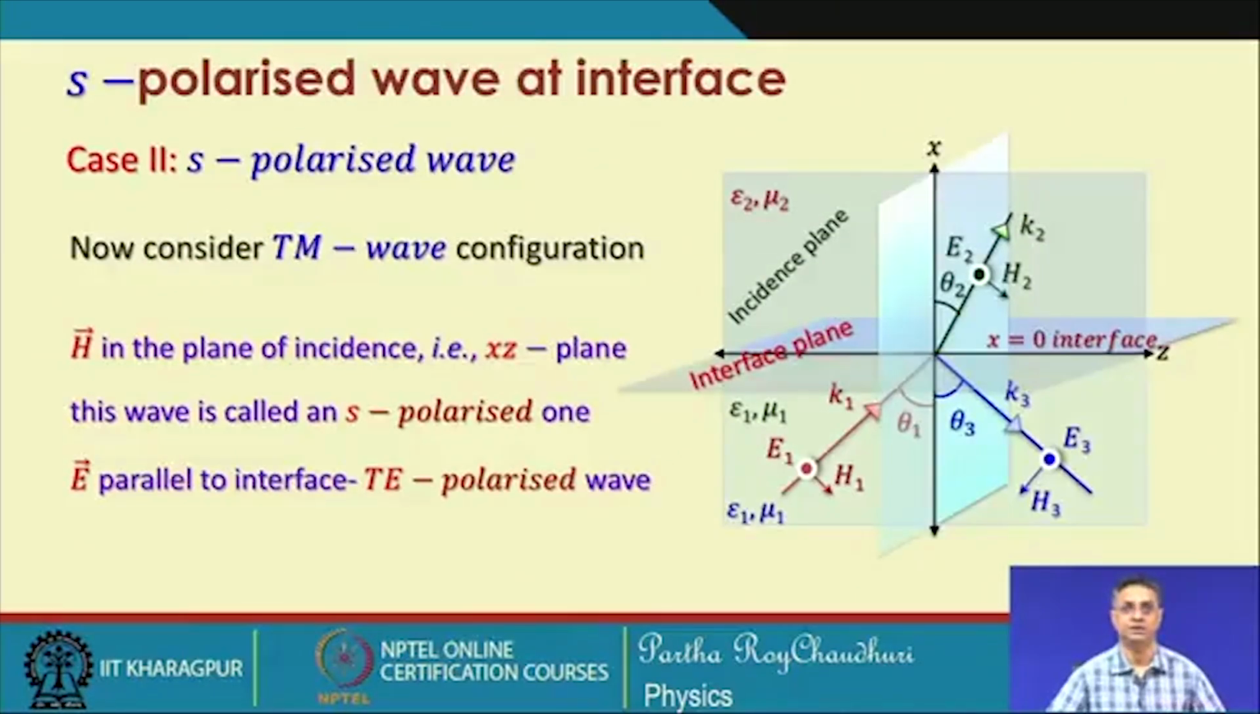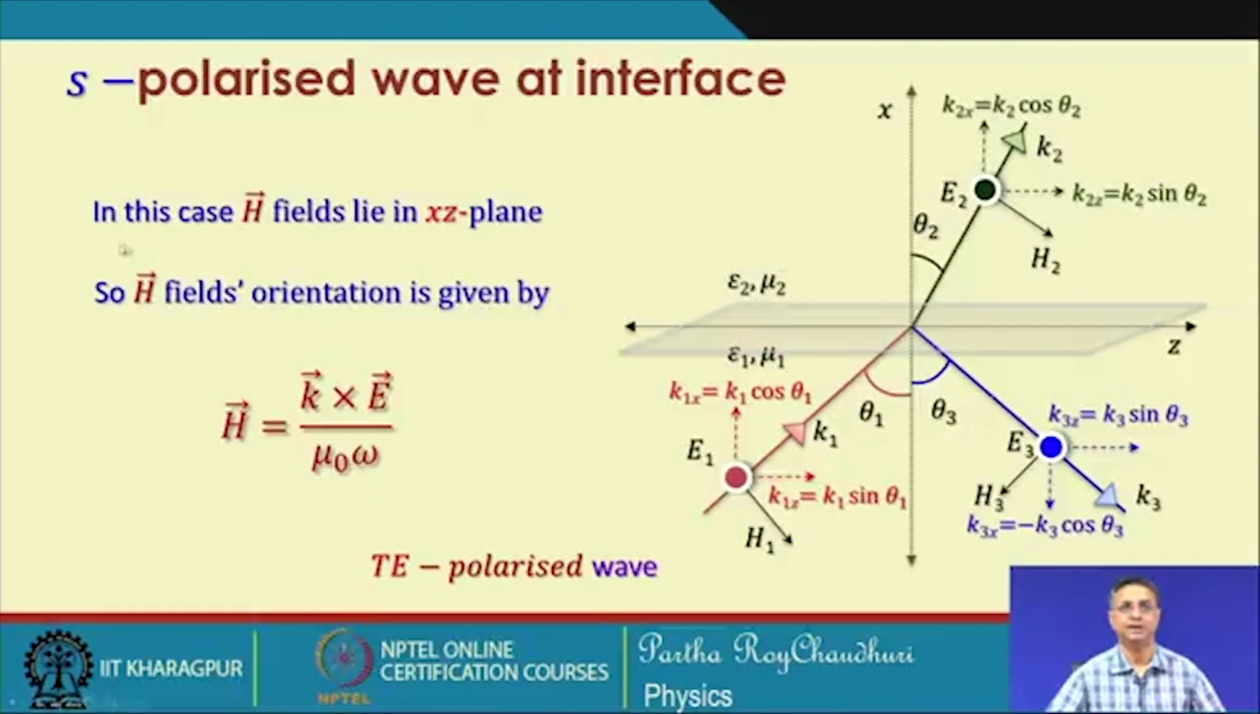So, this S polarized wave, we will call this particular case as case 2, because we have considered case 1 as the p polarized wave. Now, this TM configuration, we also call transverse magnetic, because H is in the plane of incidence. This will be the transverse electric configuration. This wave will be called the S polarized wave, where E is parallel to the interface plane. So, then it is called p polarized wave, S polarized wave.